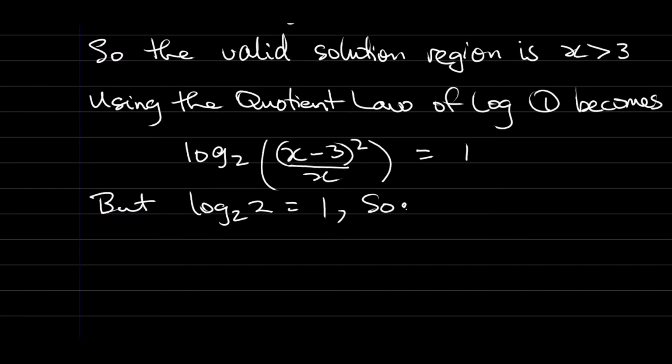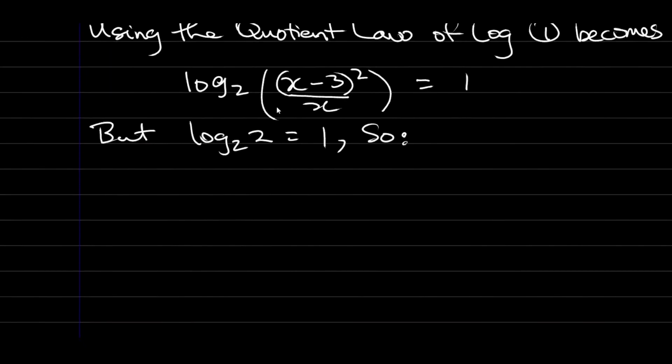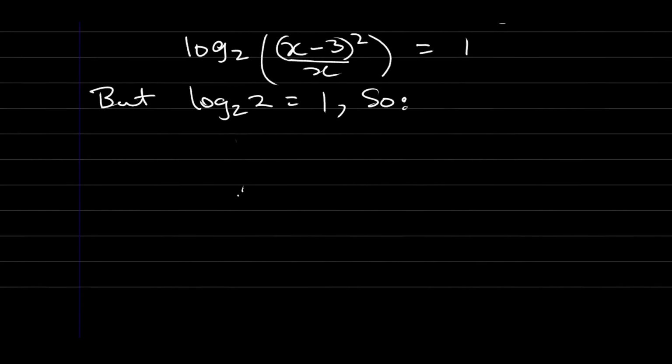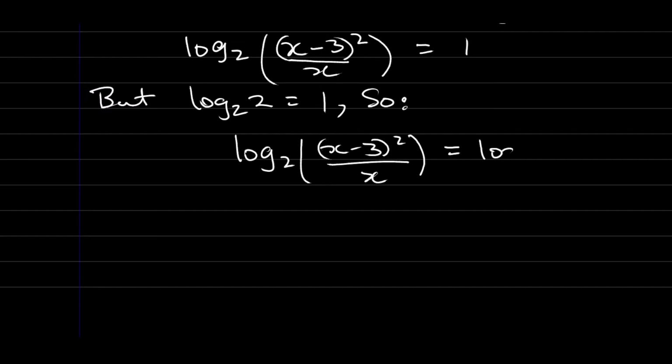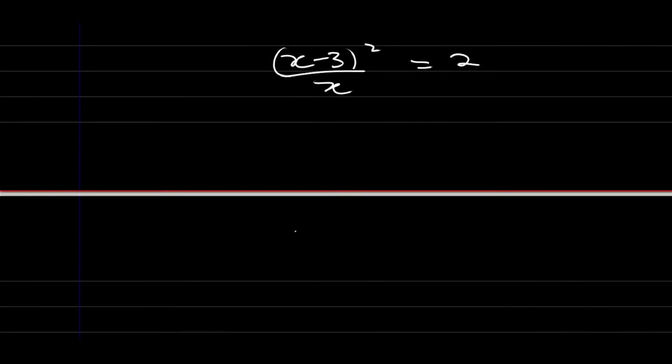So we can simply take this and rewrite it to look like this: log to the base 2 of ((x minus 3) squared over x) is equal to log to the base 2 of 2. And we're going to get here, therefore, that (x minus 3) squared over x is going to be equal to 2. All right. And then all we're going to do from there, I'm going to add a new page now. All we're going to do from there is multiply by x throughout. So we're going to get here (x minus 3) squared is equal to 2x.